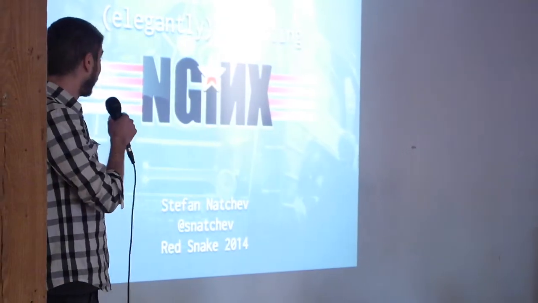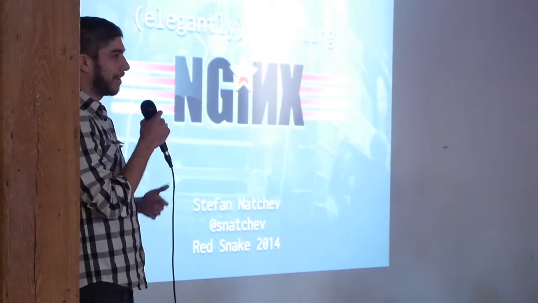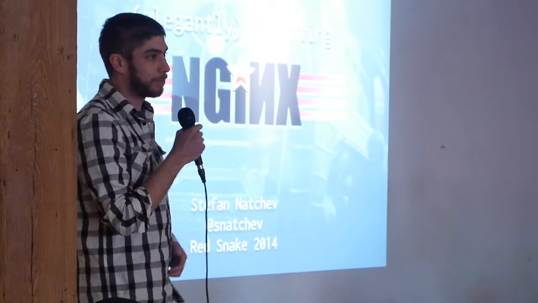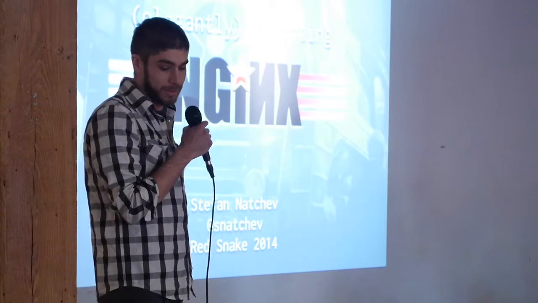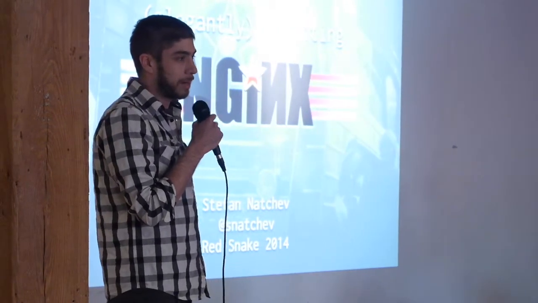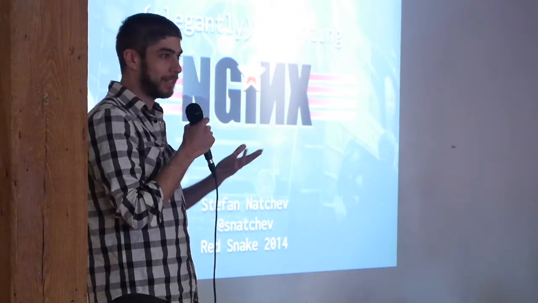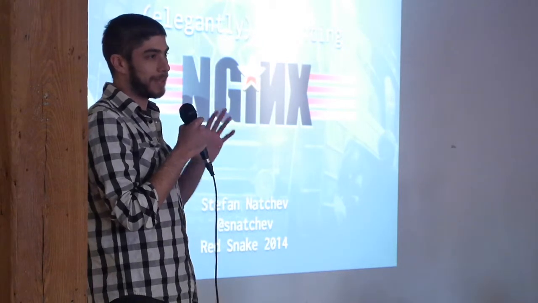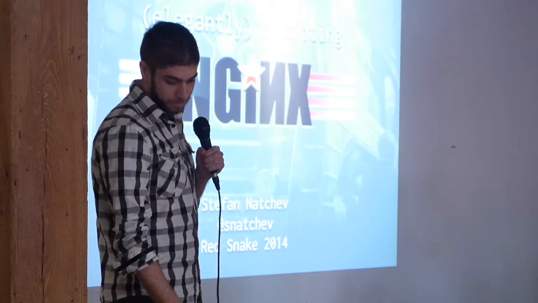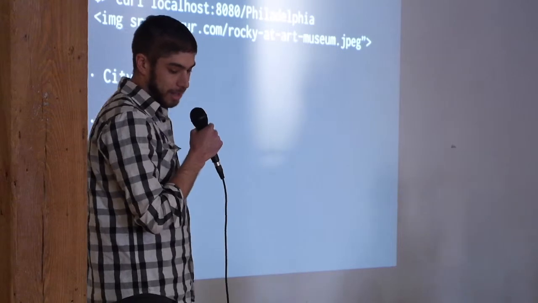I go by Snatchev on the internet, and I like to talk about, I renamed it, I'm going to call it Elegantly Scripting Nginx. So to get started, I'd like to propose an API that we're going to build for instance, like an iPhone app or something, where we want to get a picture of a place. So the place could be like a city or a state or a country, something like a picture that represents that place. So it'd be something like this, like you could curl the web service with a location and you get back a picture.